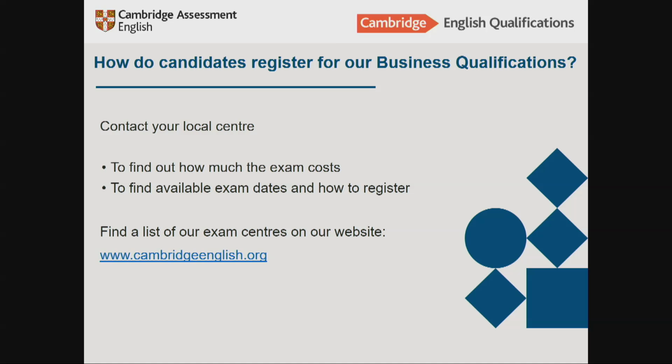So, how can candidates register for the business qualifications? Well, it's really easy to do. The best thing is for you to contact your local examination centre, and through them you will find out how much the exam costs, the exam dates that are available and the registration process. In order to find your local examination centre, you can go to our website. You can see the web address here, and then you can locate the exam centre closest to you, and then you can contact them directly.